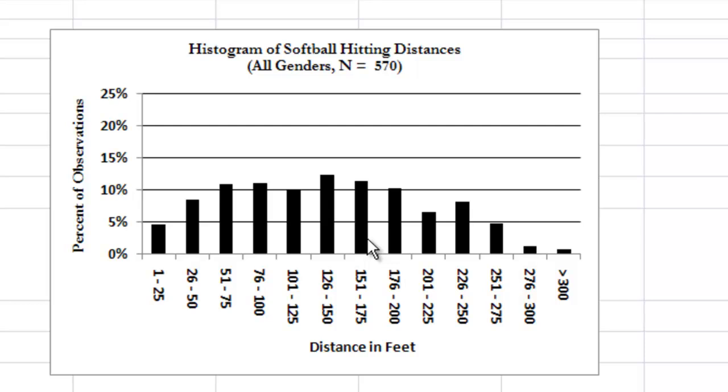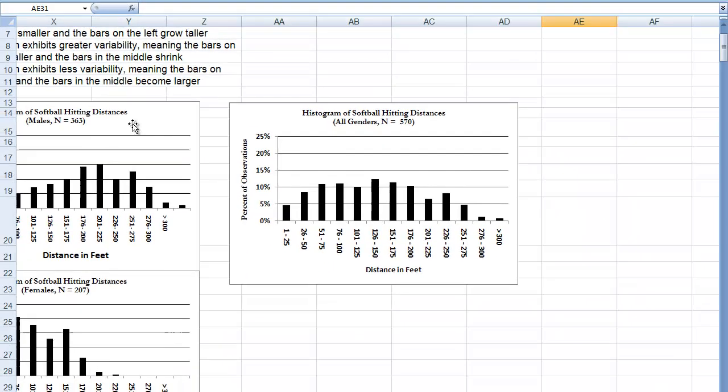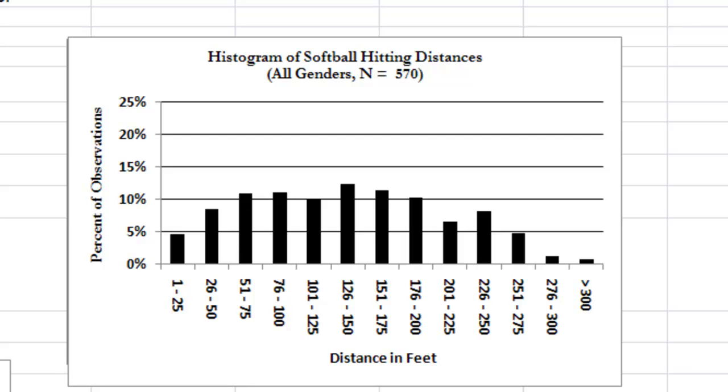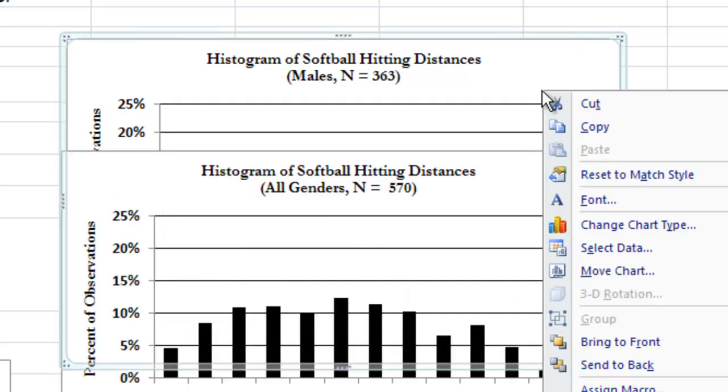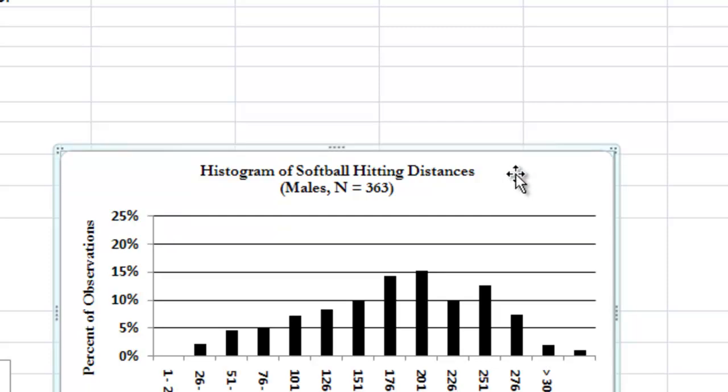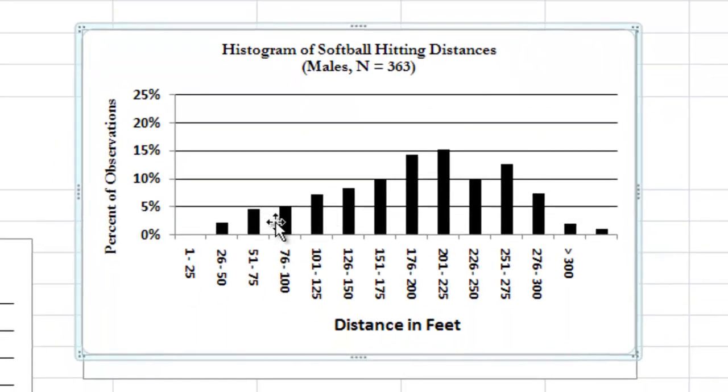What we want to do now is say, how will this histogram look different if we only include male hitters, and how will it look different if we only include female hitters? These histograms are already constructed for us. What we have here is a histogram of softball hitting distances where we only include male hitters. And now look at the histogram. Now the bars tend to get higher towards the right.